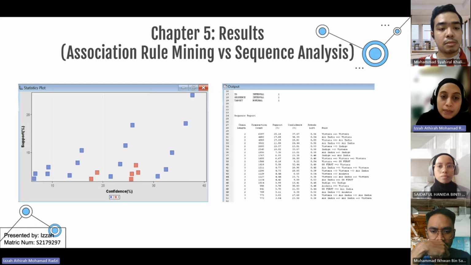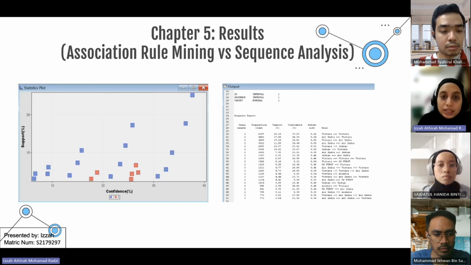And then this is a sample of the result. On the left side, this is the statistics plot. On the x-axis is the confidence percentage. On the y-axis is the support percentage. The higher and the further right it goes, the higher the percentage number. On the right side is the output result.